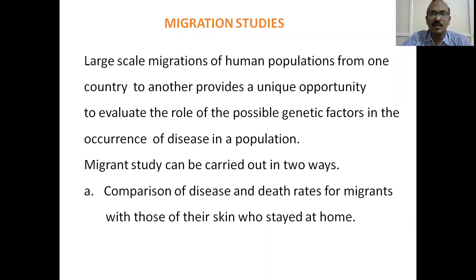So migrant studies can be carried out in two ways. Number one is comparison of disease and death rates for migrants with those of the kin who stayed at home. It has been seen that the disease and death rates for migrants are often different from those of the population of the host country. This is because of the environmental factors. If the disease and death rates of the migrants are similar to those of the country to which they have migrated, it means the environmental factors which have affected these migrants are one and the same.